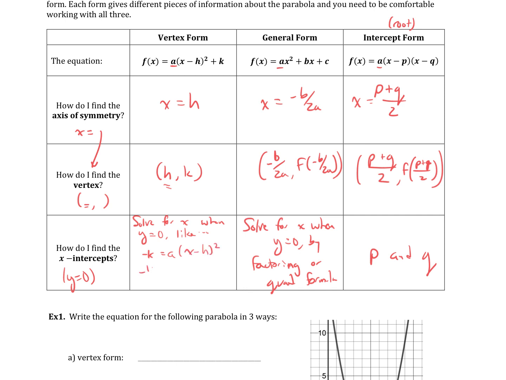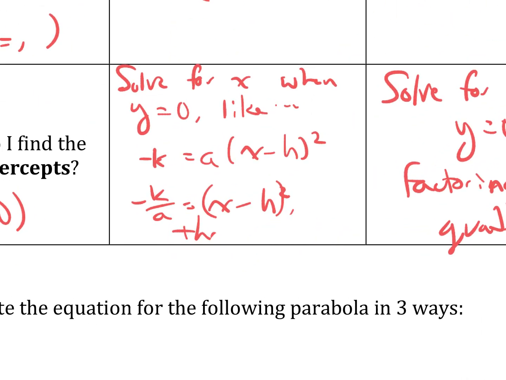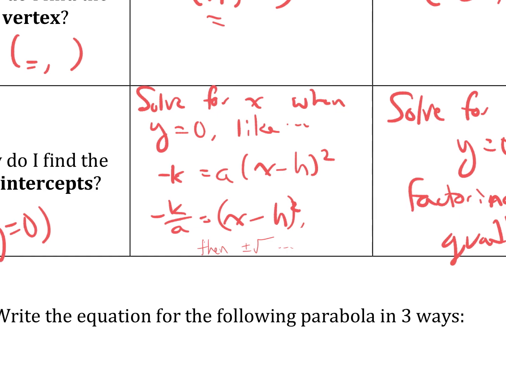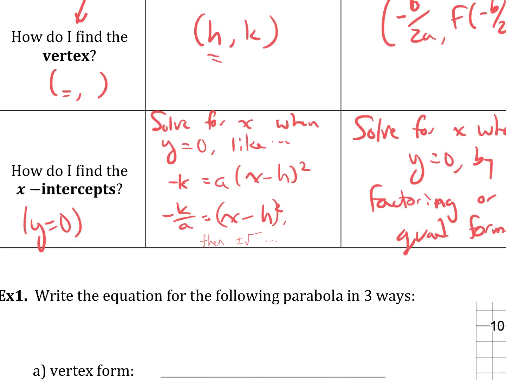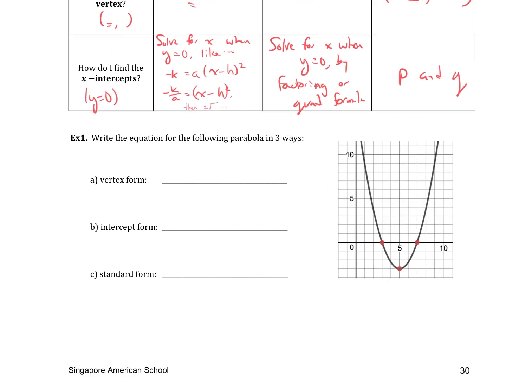Then you divide by a. Negative k over a equals x minus h squared. Then square root dot dot dot. Actually, I should say plus or minus square root. This is really hard to read. Then plus or minus square root. I'm not going to do the whole thing, but yeah, you can solve this without expanding, which is kind of the point. Okay, write the equation for the following parabola in 3 ways.